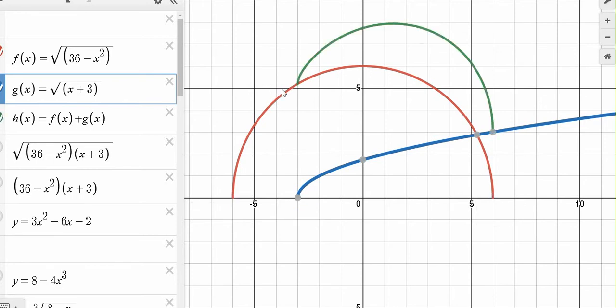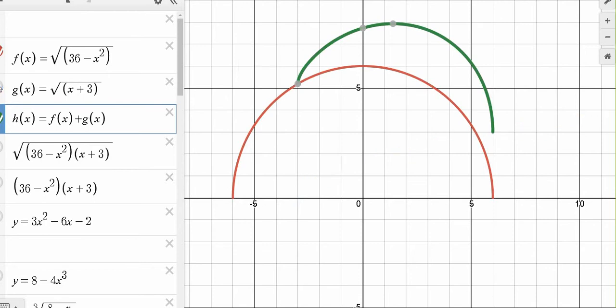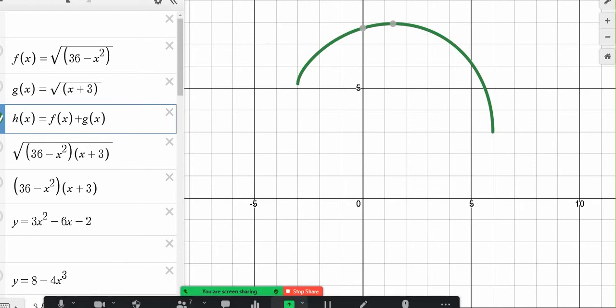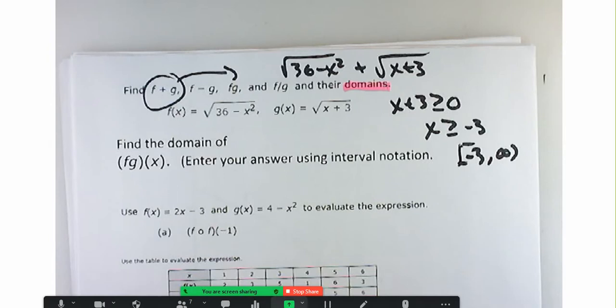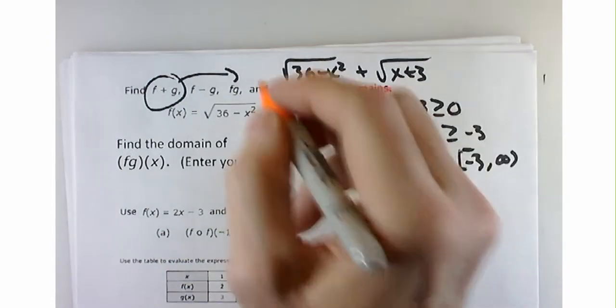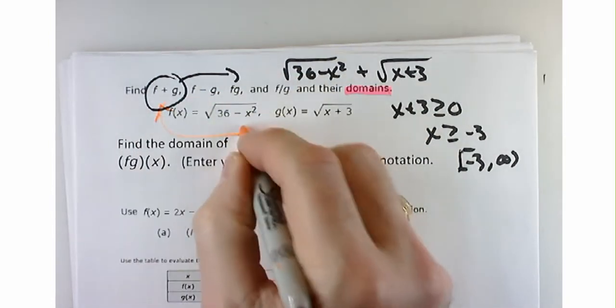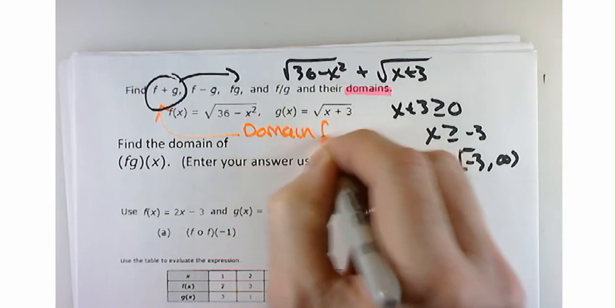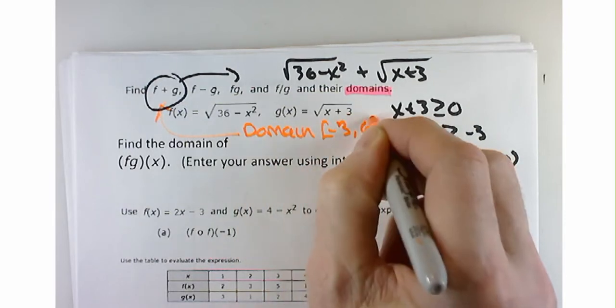So I should see this function graphed between negative 3 and 6. Let's see that that's the case. Bam. That's exactly what I see. Negative 3 to 6. Maybe it's easier to see if I get rid of these other two. Bam and bam. So the domain starts at negative 3 and goes to positive 6. So that would be the domain of f plus g of x. So its domain is negative 3 to 6. Beautiful.